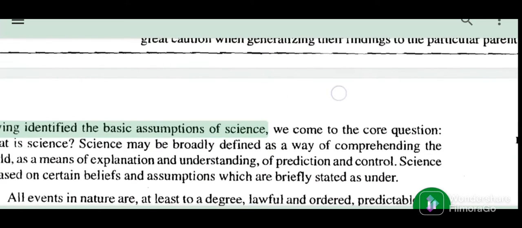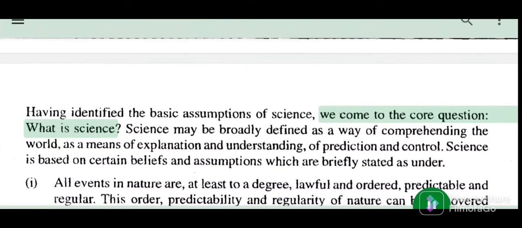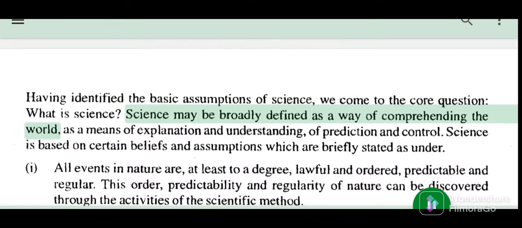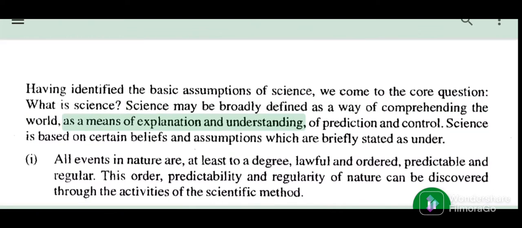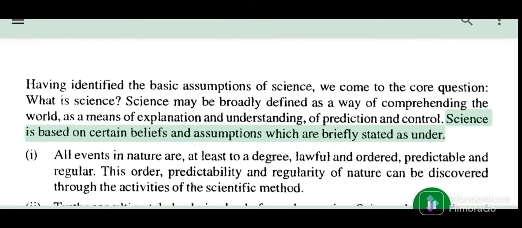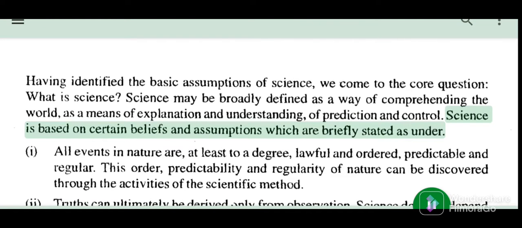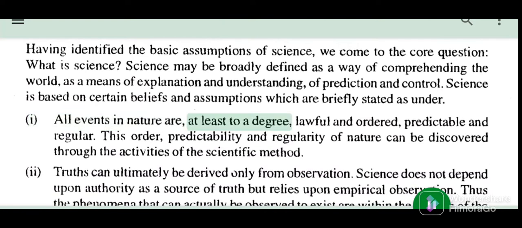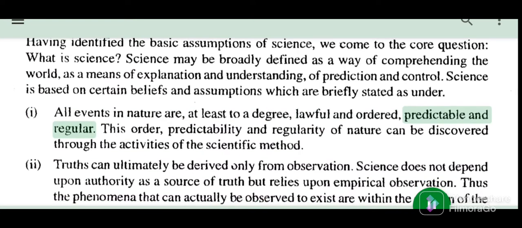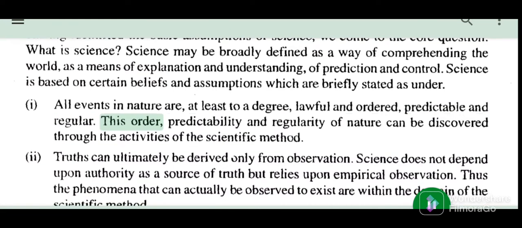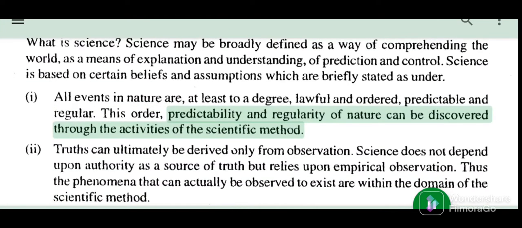Having identified the basic assumptions of science, we come to the core question, knowledge generation. What is science? Science may be broadly defined as a way of comprehending the historical perspective of one's world, as a means of explanation and understanding, of prediction and control. Science is based on certain beliefs and assumptions which are briefly stated as under. All events in nature are, at least to a degree, lawful and ordered, predictable and regular. This order, predictability and regularity of nature can be discovered through the activities of the scientific method.